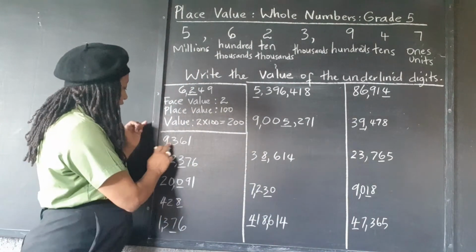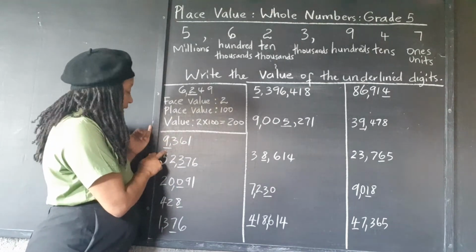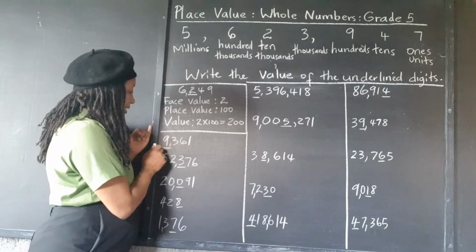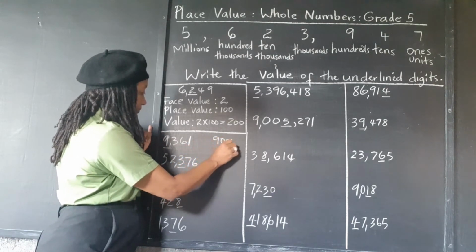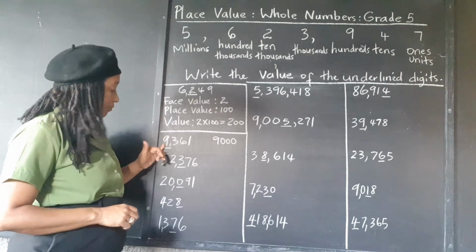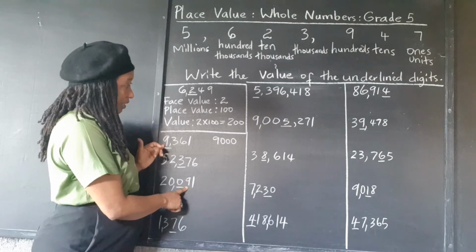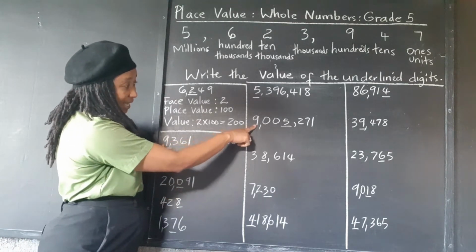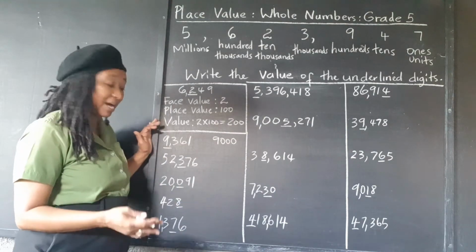So we have 9,361. The 9 is underlined. It's in the thousand place. So the value is 9,000. That's the value of this digit in this number. Okay? It's different from the value of this 9. Different from the value of this 9. They're all in different places. So they have different values.